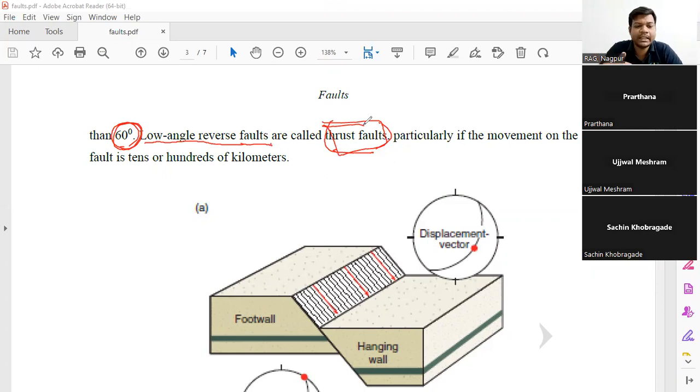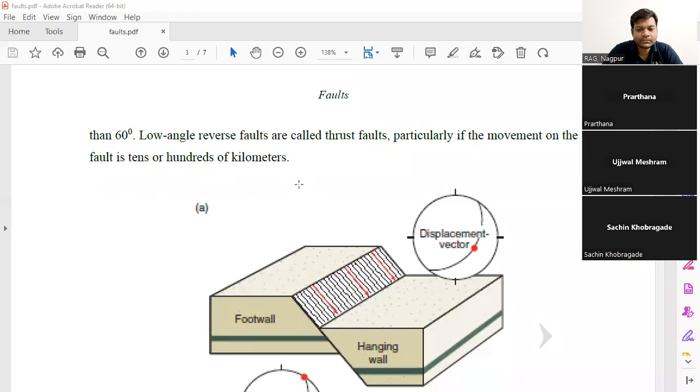They have larger extents, up to thousands of kilometers, and the major or larger faults in the world are basically thrust faults. Some of the larger faults, like the faults in the Himalaya, the Main Boundary Thrust, Main Central Thrust, and Main Frontal Thrust, are all basically thrust faults.